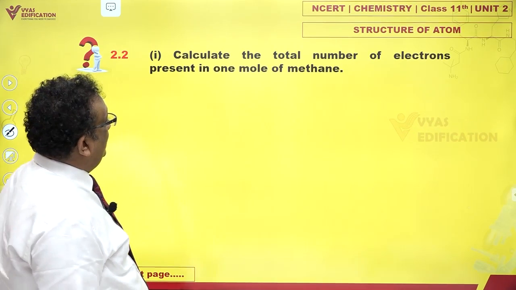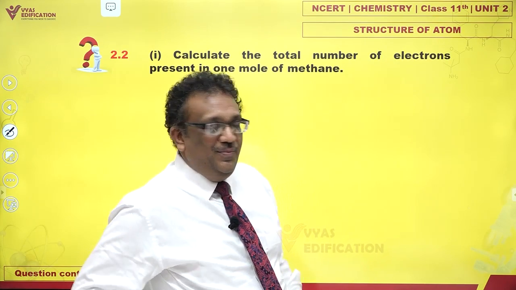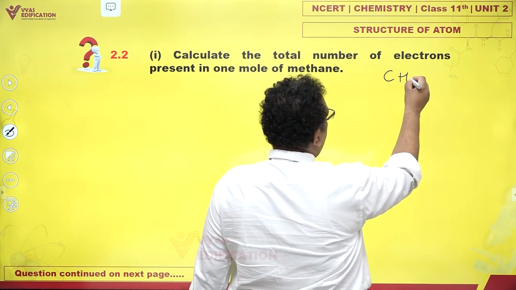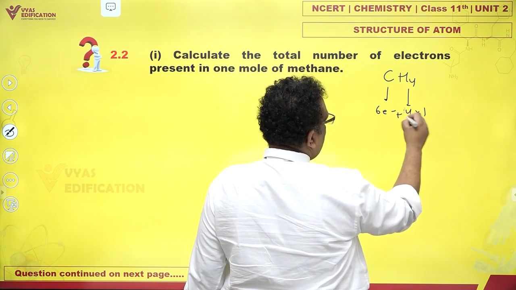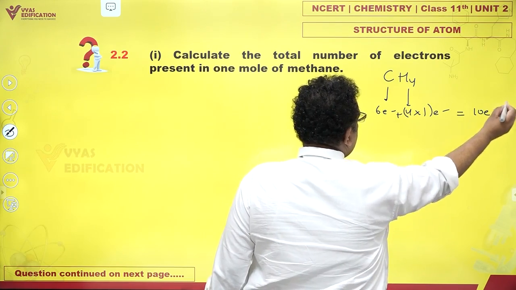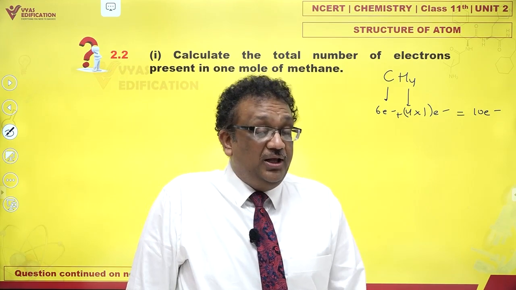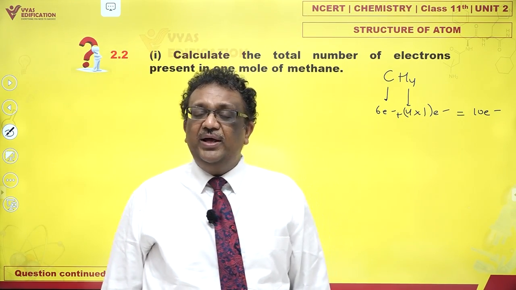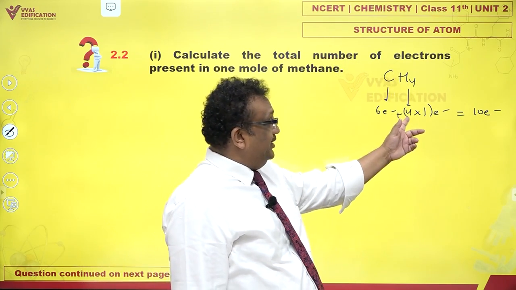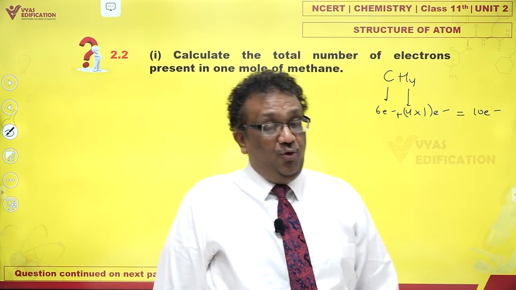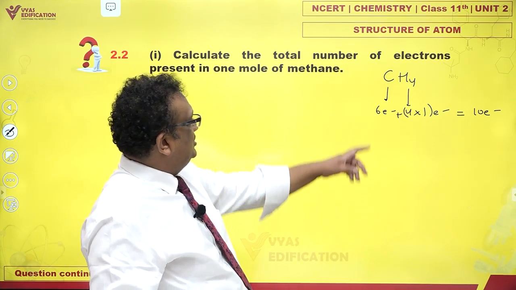Well, calculate the total number of electrons present in 1 mole of methane. What is methane? Methane is CH4. Carbon contains 6 electrons and hydrogen contains 1 each. So I have 10 electrons. Okay. So every molecule of methane contains 10 electrons. Why exactly? Carbon contains 6 electrons and each hydrogen contains 1. So if we add up CH4, that makes it 6 plus 1 plus 1 plus 1 plus 1, 10 electrons.